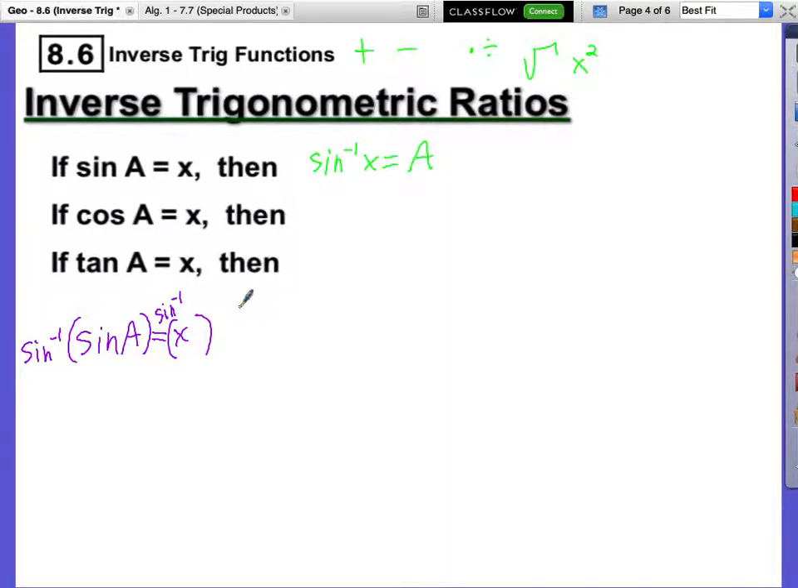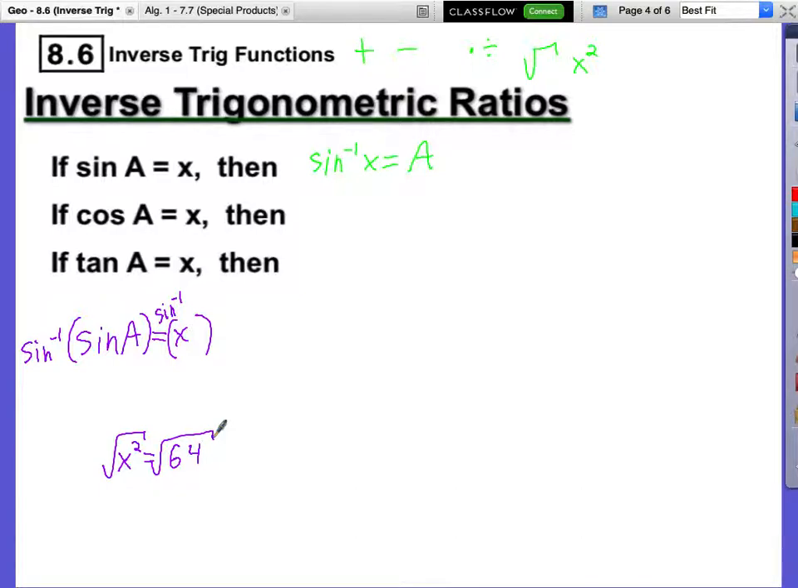Now this can be compared to if we have x squared is equal to, let's say 64 like we had earlier. What would we do to both sides? You would take the square root of both sides. Well, similarly here, we're taking the inverse sine of both sides. To get rid of the square, we take the square root. To get rid of the sine, we take the inverse sine. Same kind of concept here.